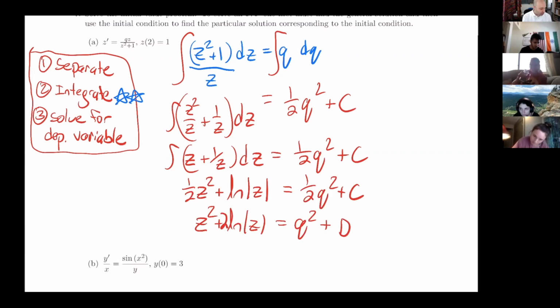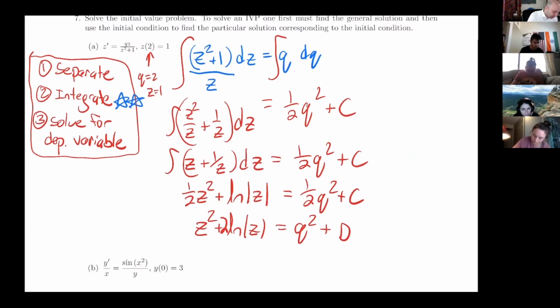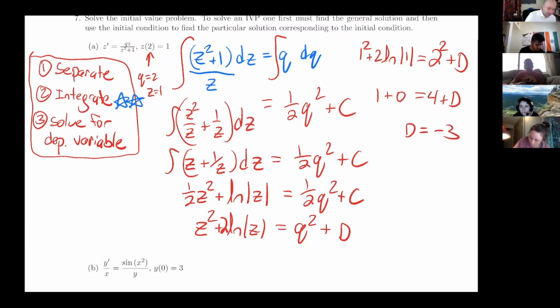And at this point, we can plug in our initial condition, which is telling me that when q is equal to 2, we should have z is equal to 1. So I'm going to plug 1 in for z. I get 1 squared plus 2 times the natural log of the absolute value of 1 is equal to q squared. q is now 2. And then we would solve for d. So I get 1. Natural log of 1 is 0. Is equal to 4 plus d. So therefore, d is equal to -3.